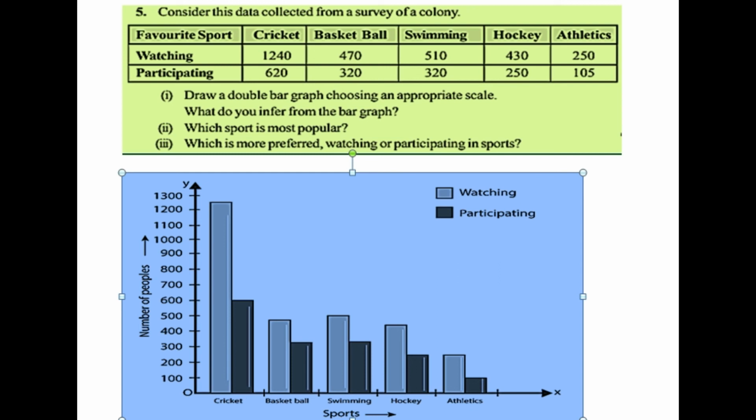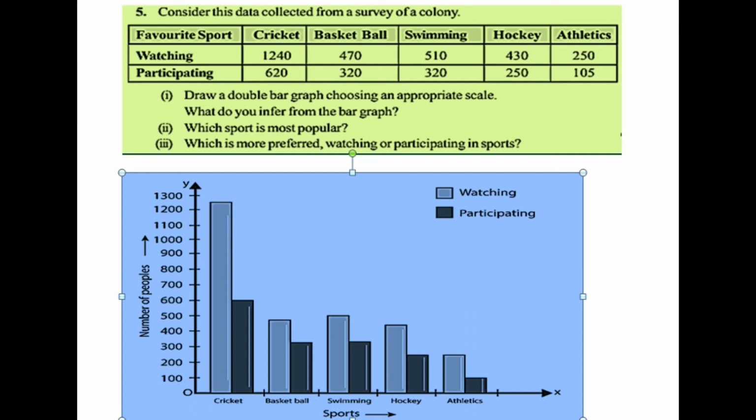Then first you draw the bar graph. Then you can find out the answer for the questions. The first question, it is given, draw a double bar graph choosing an appropriate scale. What do you infer from the bar graph? Which sport is most popular? Which is more preferred, watching or participating in sports?